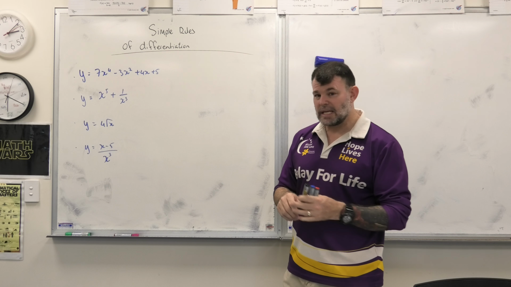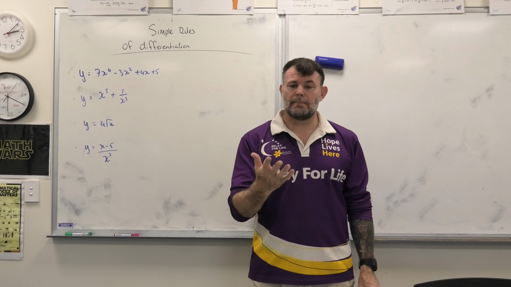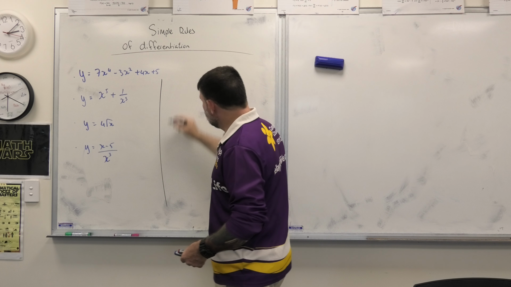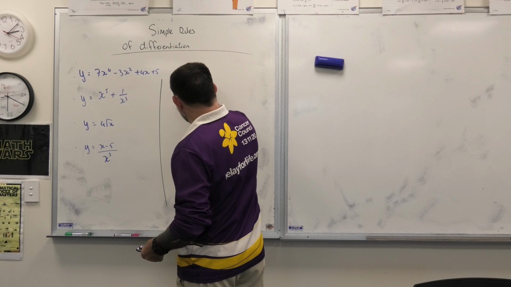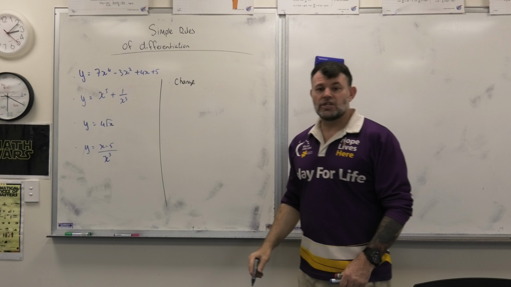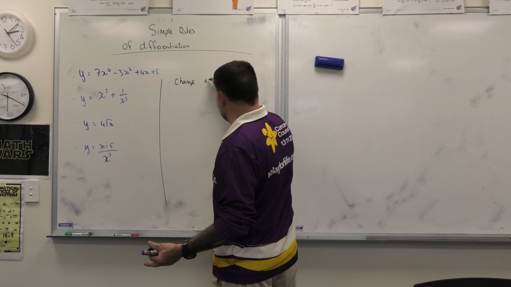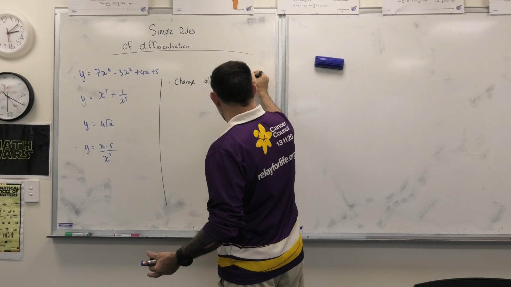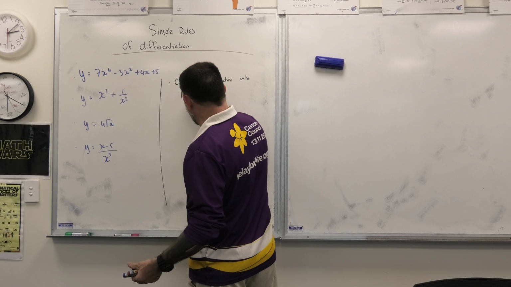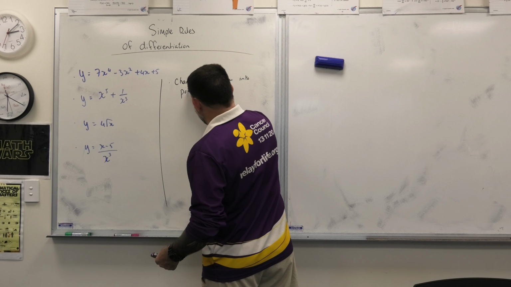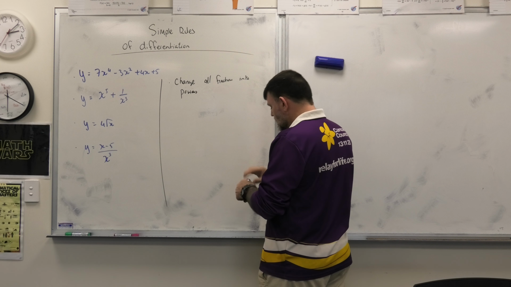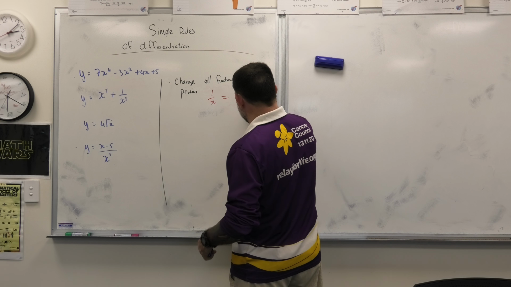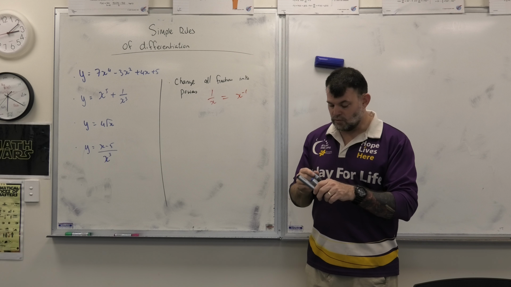But before we go to those examples, there are some more things that we need to remember before we start differentiating. The first thing is we need to change all fractions into powers. So for instance, if I had 1 over x, I need to rewrite this as x to the power of -1 from our indices rules.